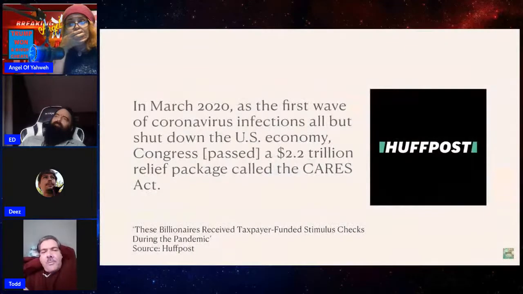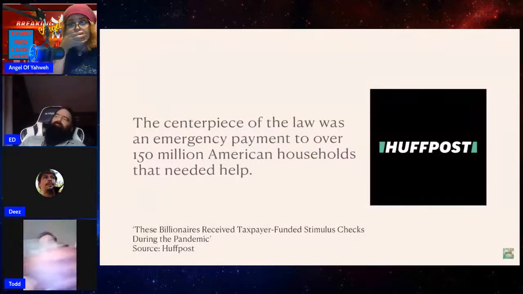Let's get into it. In March 2020, as the first wave of coronavirus infections all but shut down the United States economy, Congress passed a $2.2 trillion relief package called the CARES Act. They're good at naming them acts, aren't they? Patriot Act, CARES Act. Over here, we do things like the snuggly, cuddly old bunny bill. And you find out, what's that? It's spying on you. The centerpiece of the law was an emergency payment to over 150 million American households that needed help. So far, so good. A little bit of help for ordinary people.